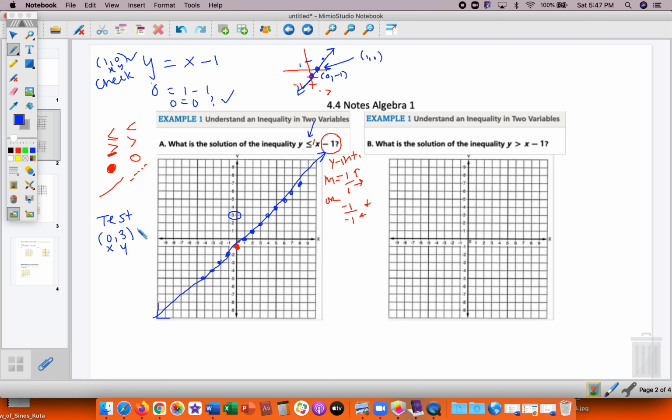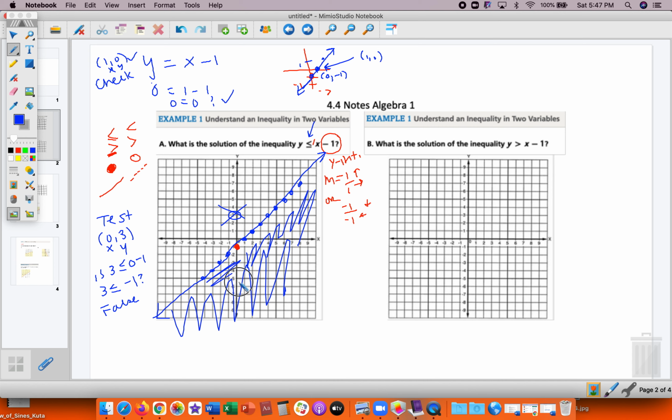Is (0, 3) a solution? So we're going to plug into our inequality. So is 3, then we put that in for the y spot, less than or equal to 0, put 0 in for x, minus 1? So is 3 less than or equal to -1? Is that true or false? It's false, right? So false would mean don't shade that point, don't shade that side, therefore we're shading the other side.